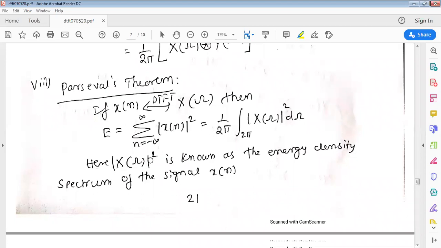What is this term x of omega? X of omega whole square is known as the energy density spectrum of a signal x of n. What is this term? Can any one of you tell what is the meaning of the term energy density spectrum? What information will it give? Suppose I give a graph and say that this is the energy density spectrum of a particular signal. What information is that graph giving you?